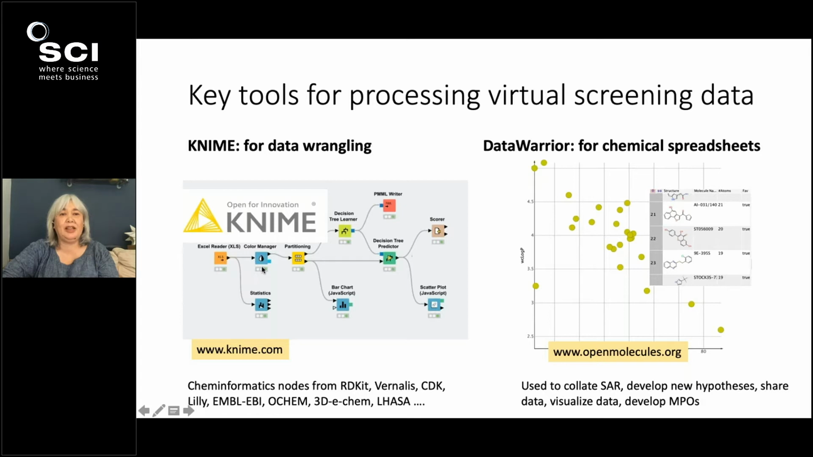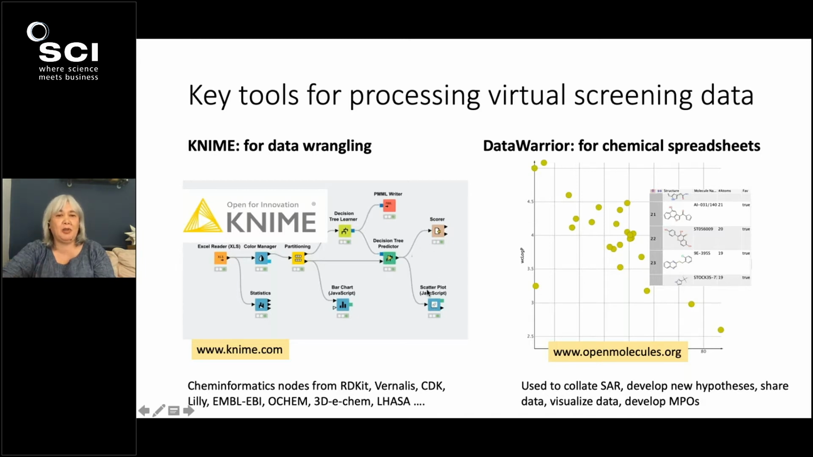On the left, we have KNIME, which is a very powerful package that I use routinely for data wrangling. And on the right, we have Data Warrior, which is the chemical spreadsheet package. KNIME is an object-oriented programming system. So you pick a module that does something. In this case, this one reads data from an Excel file. It then colors the cells, partitions the data, and creates a machine learning model.